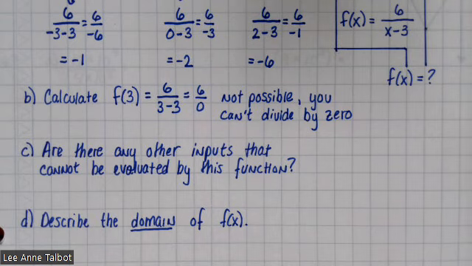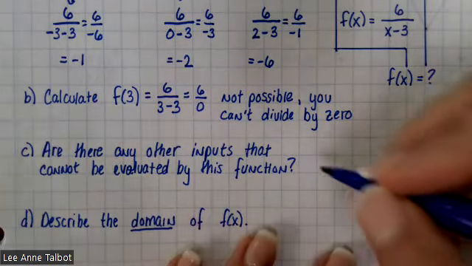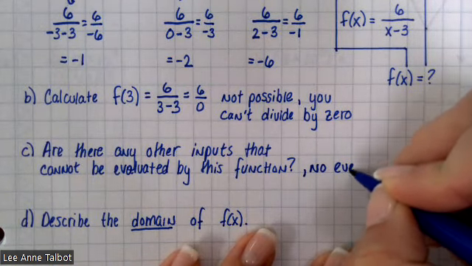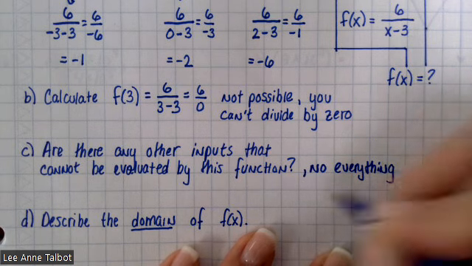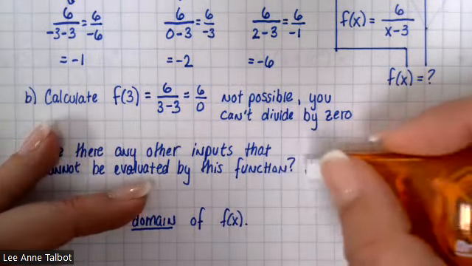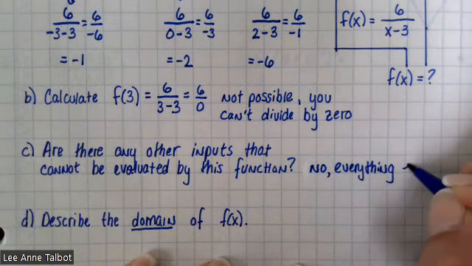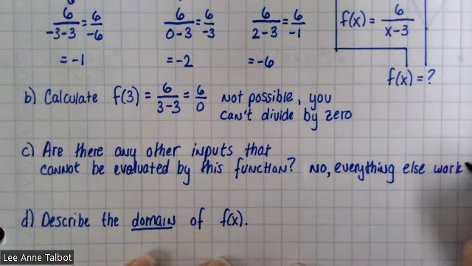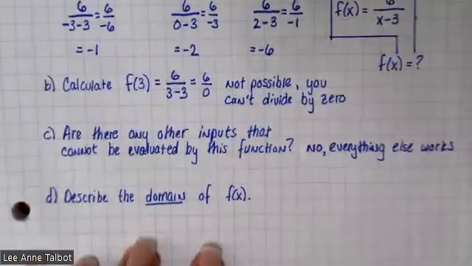Okay. Can we all agree that 3 is the only thing that's going to cause a problem here? If I put a decimal there, it'd be okay. You can divide by a decimal. No big deal. You can divide by weird square roots. Not square root of 9. Everything else works. Okay.